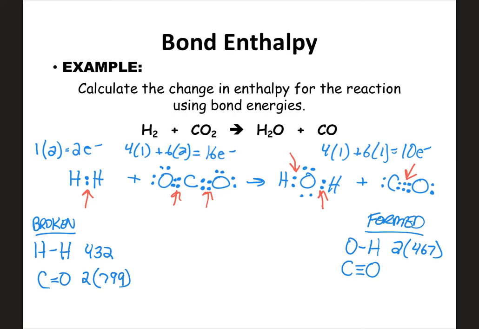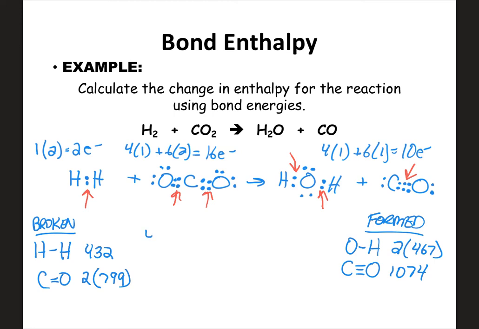Okay, there's just one of them. When I look that up on the list, it's 1074. All right, there are no other bonds that I need to form on the right side. So now I'm ready to do my totaling here. Remember, you need to total it all up: all the broken added up, all the formed added up, and then subtract.